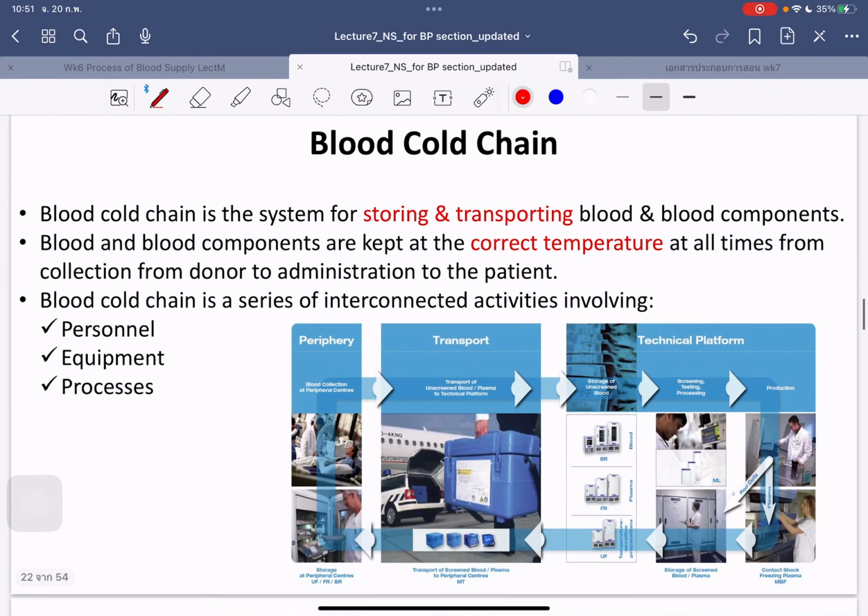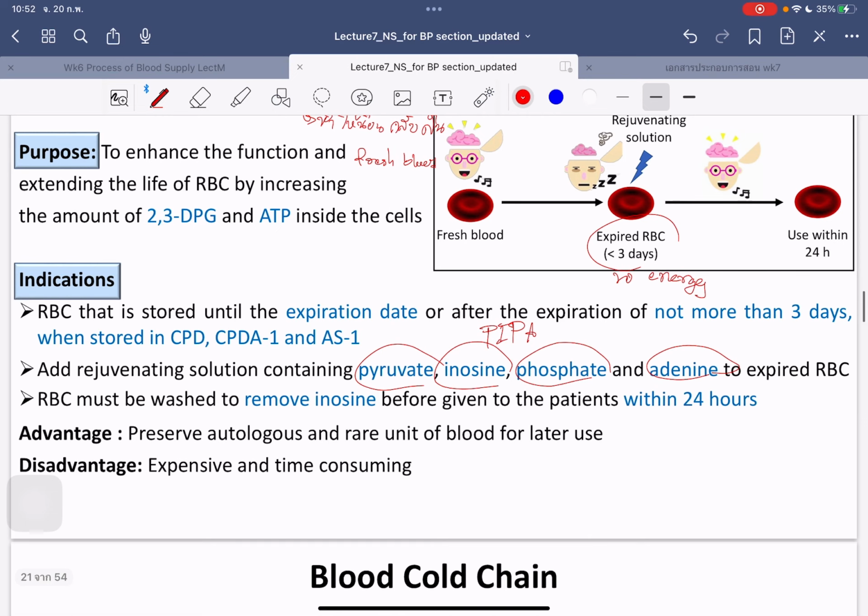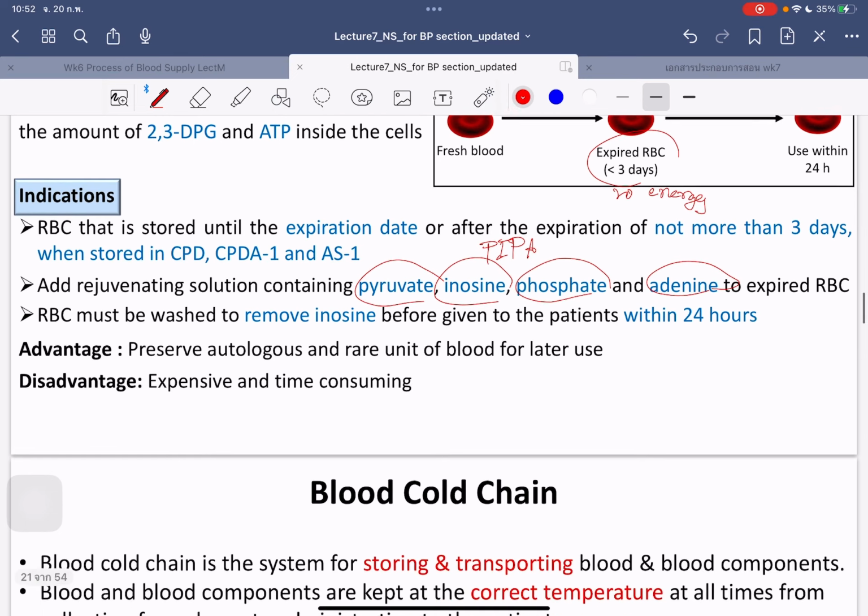Do you have any questions? Okay, if you don't have, I will have a question for you. What is the anticoagulant that we use today? CPD. Yes. CPD.